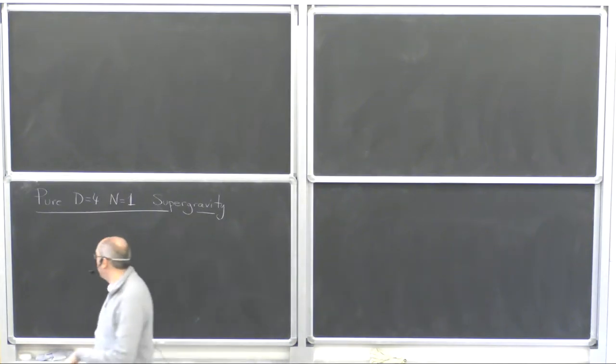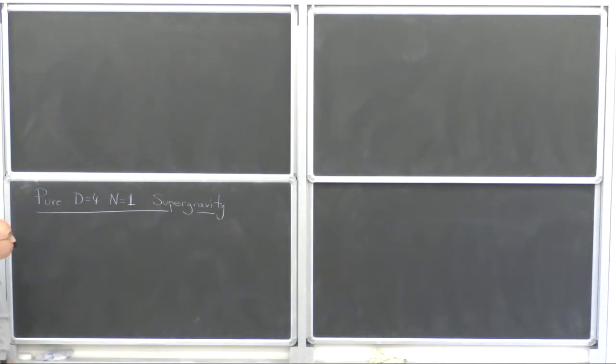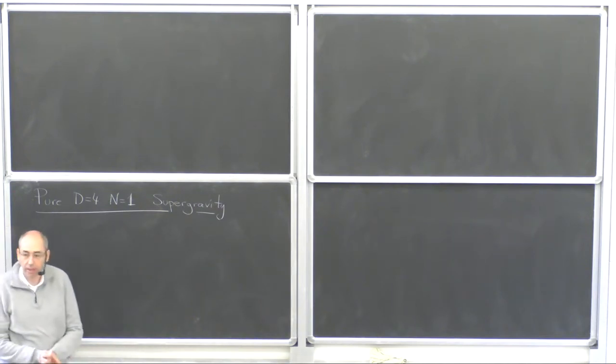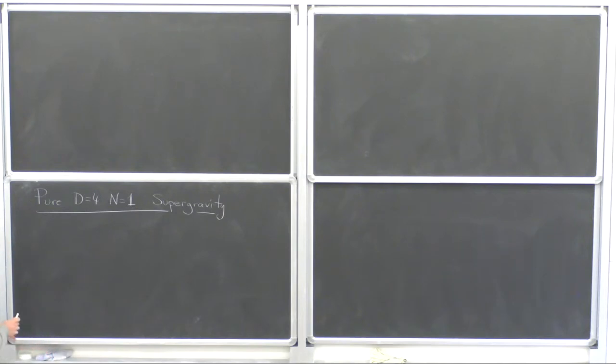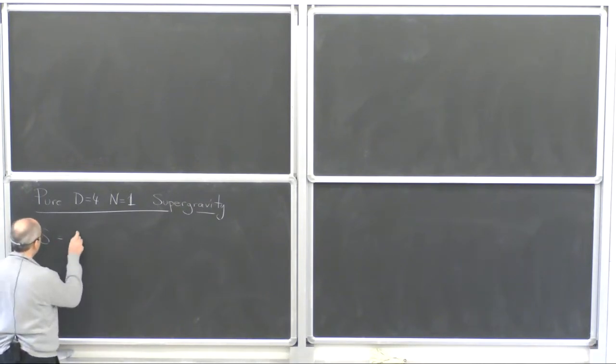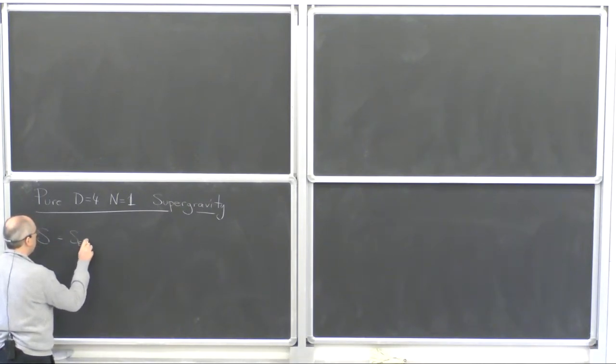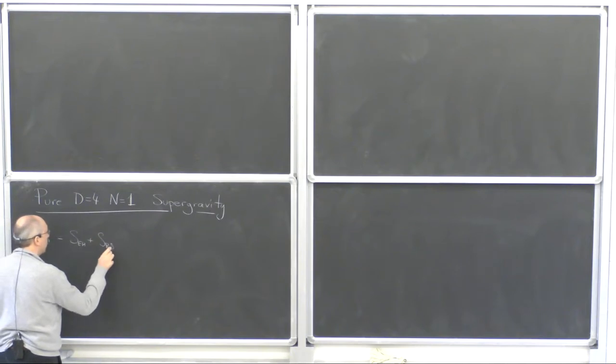Okay, good. So we were discussing yesterday the action of pure supergravity in four dimensions, minimal supersymmetry. And we said that the action is essentially the sum of the Einstein-Hilbert action and the Rarita-Schwinger action.